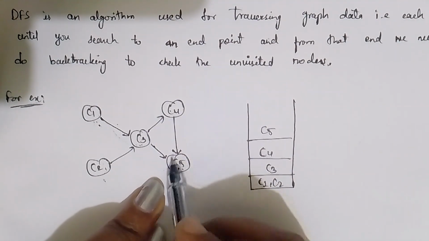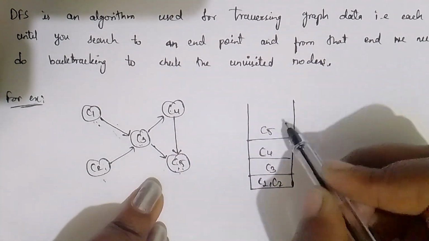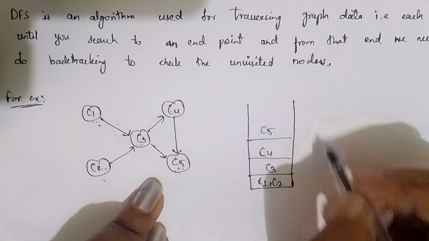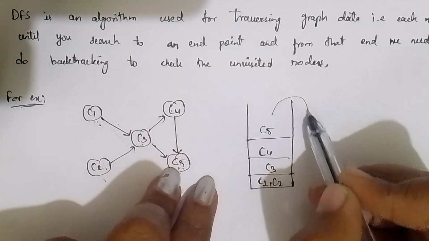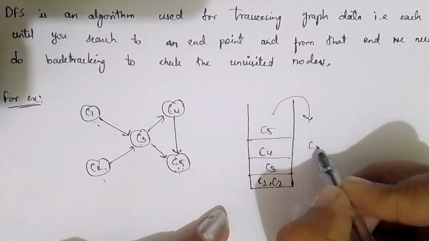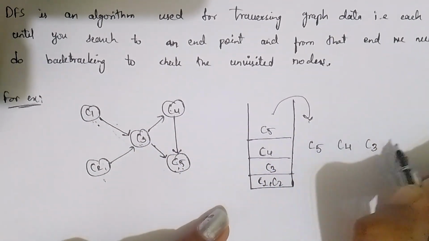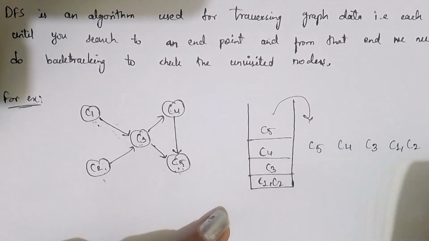Now when we have reached an end point, we have to pop these elements from the stack. Then we will get a topological sorting order. If we pop these elements out, we will get the ordering as C5, C4, C3, C1, C2, or else C2 or C1, whichever we can take.